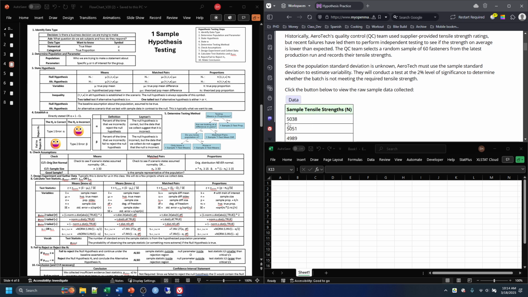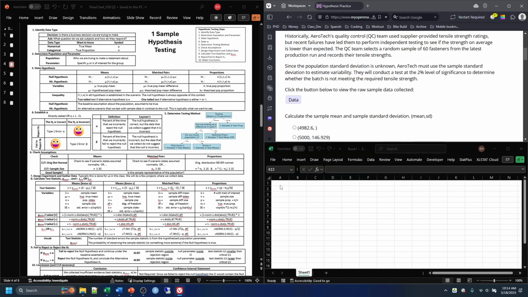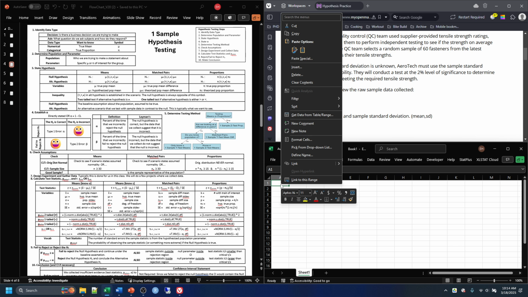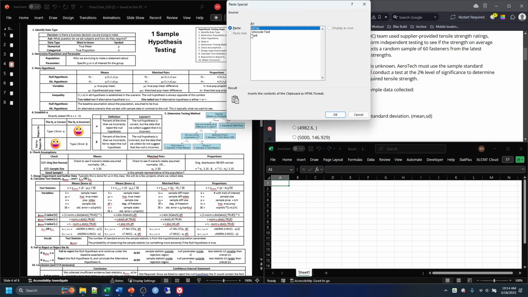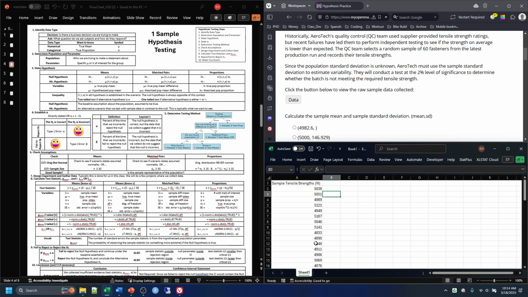So first things first, I'm just going to highlight my data. I'm going to copy it over, and I'm going to go ahead and paste it into Excel. Just do a paste special and do text. And here I have all of my tensile strengths. So let's go ahead and just start off from the top real quick and we'll just work our way down.